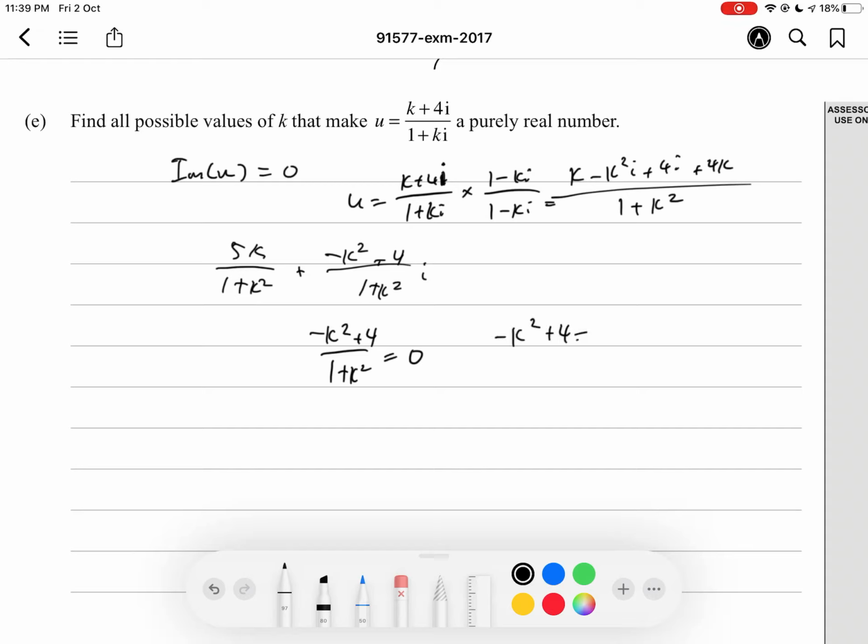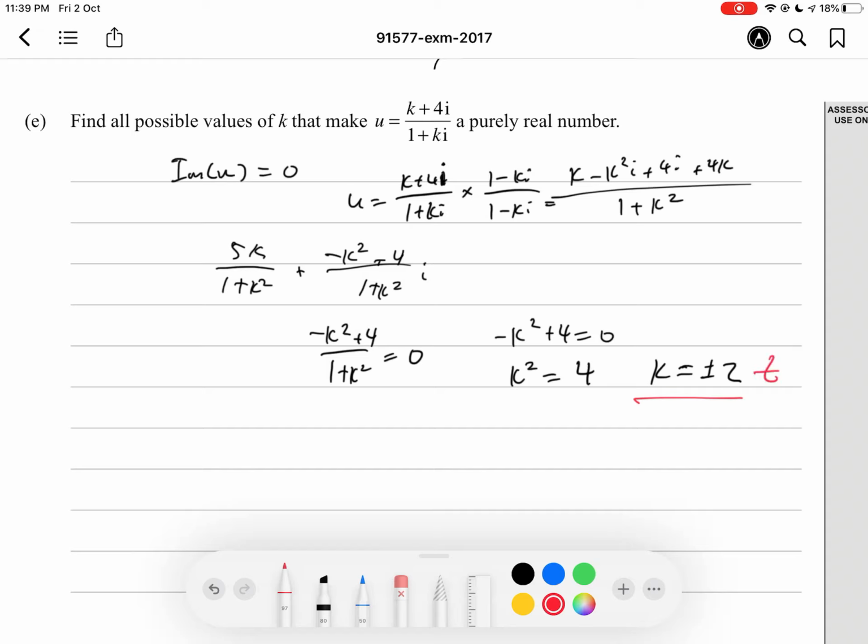Therefore, negative k squared plus 4 equals 0. Therefore, k squared equals 4, and therefore k equals plus or minus 2. Alright, and that's actually our final answer for this question. Okay, not a pretty simple excellence question if I'm being honest right now. So that's all it took to get an excellence. K equals plus or minus 2 will get you an excellence grade.